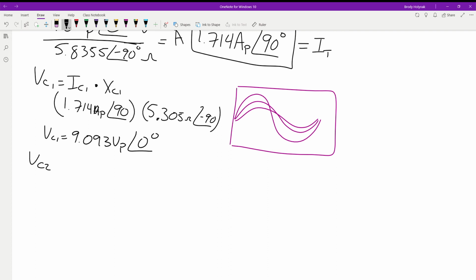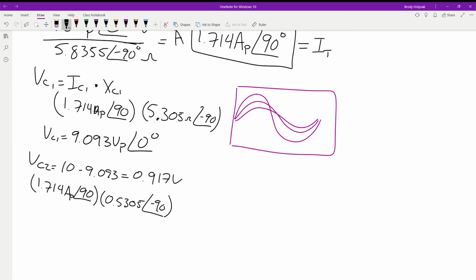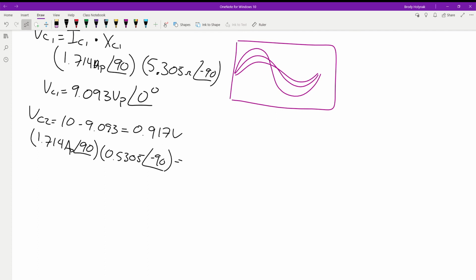So the voltage for capacitor 2, 10 minus 9.093. Okay, let's double check it. 1.714 amps at 90 degrees multiplied by 0.5305 at negative 90. So Ohm's law proves it. Kirchhoff's law proves it. We still have those two rules still in effect. Okay? All we've done to our equations is now we've added in, we have to keep track of the phase angles. Nothing else has changed.